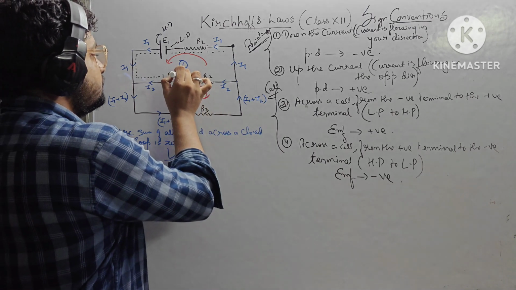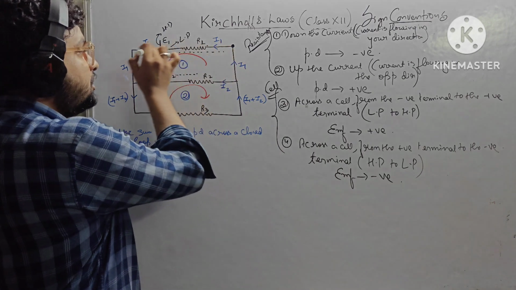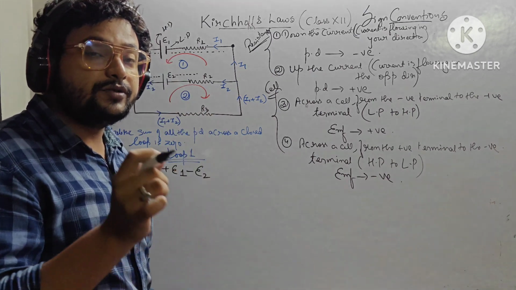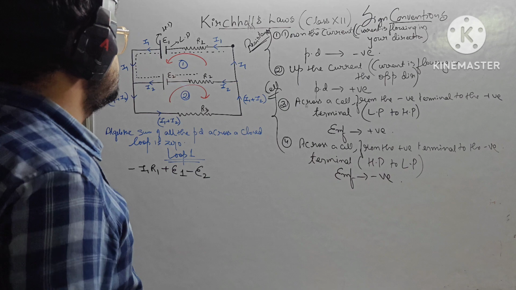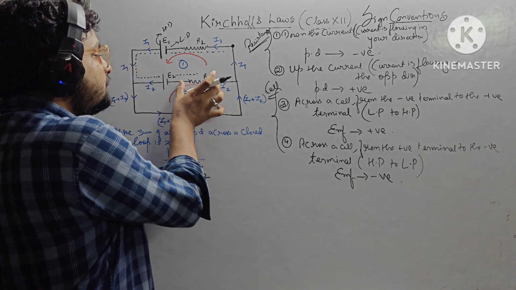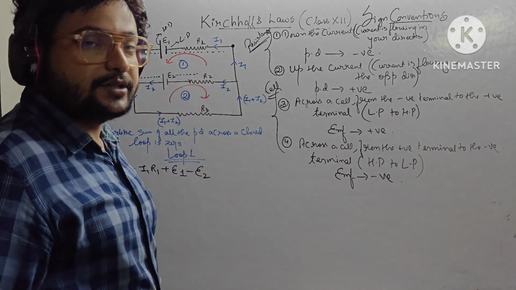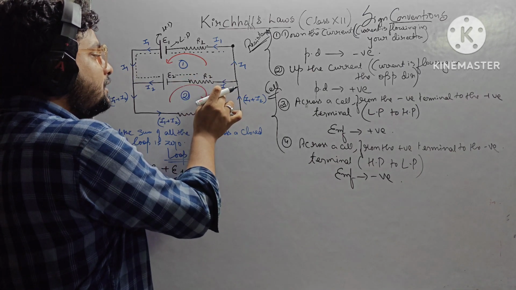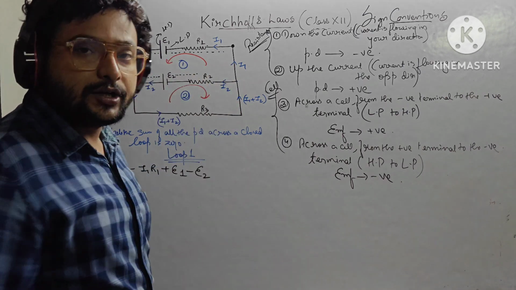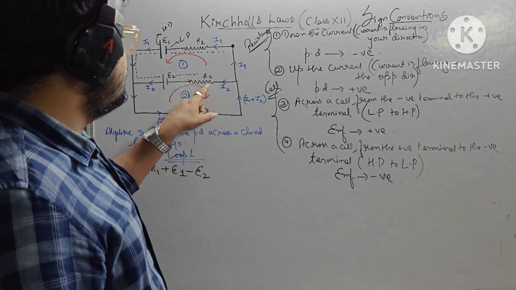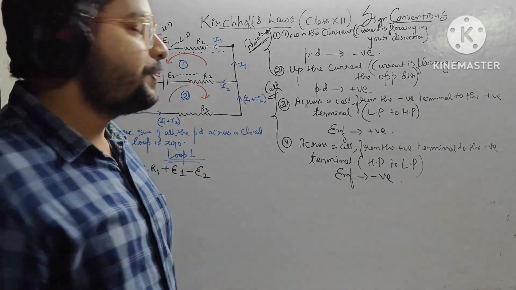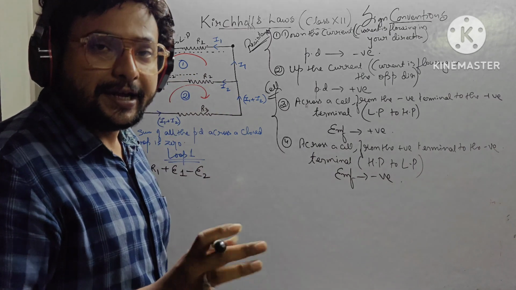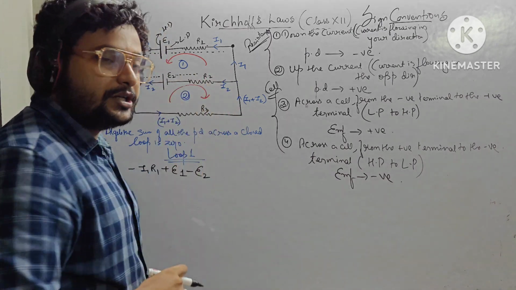Okay, let's follow our path. Do not change your path. Do not change your direction. Repeatedly I am saying, the direction which you have chosen, do not change that direction. So once again over here you are going to get one more potential difference. Through this resistance, current I2 is flowing and the resistance is R2. Fine. So what is the potential difference? I2 into R2.